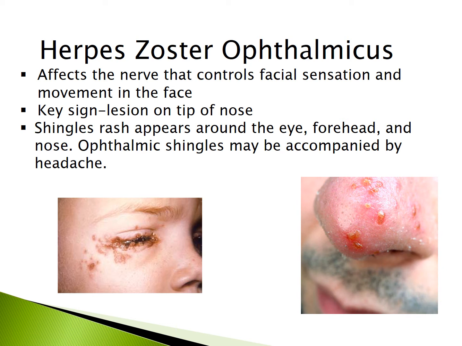When we're looking at herpes zoster ophthalmicus, this is a very dangerous condition that can really cause a lot of problems for your patient. It affects the nerve that controls the facial sensation and the movements in the face, so we're looking at the fifth cranial nerve. And this can cause blindness and requires an immediate referral to an ophthalmologist for evaluation and treatment. One of the things that I think you need to remember is that the key sign to this is a lesion on the tip of the nose.